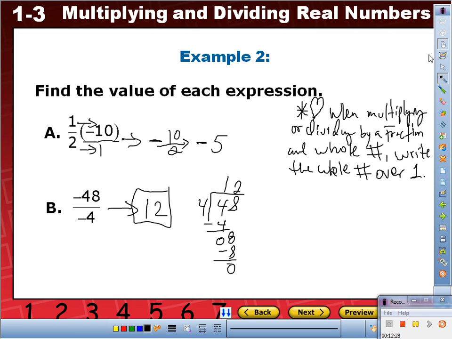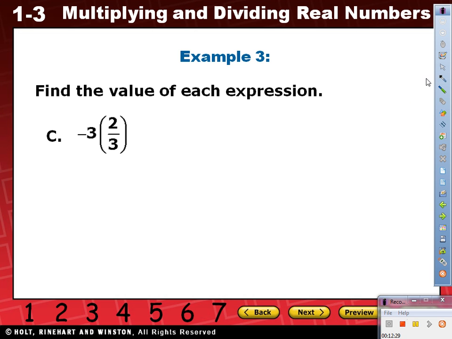Here we go. Do that one by yourself. It says find the value of each expression, and it's negative 3 times 2/3. You got 15 seconds.